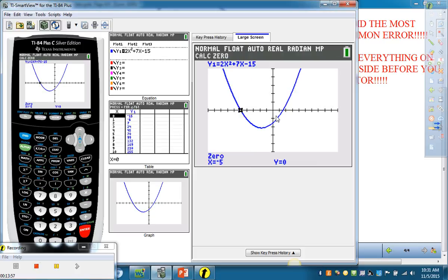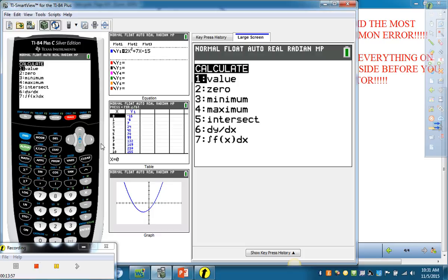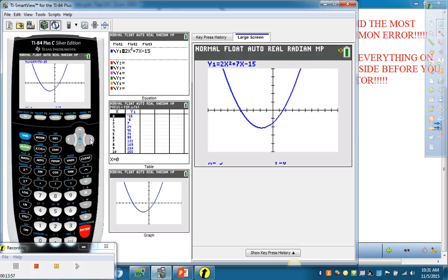Everybody find me a zero. So I am going to do second calc. I'm calculating a zero. Now that's for a left bound, a right bound, so I'm going to move until I'm just to the left of that x-intercept. Guys are so calm with this today. It's lovely. Hit enter after the left bound. Then move to the right of it. Hit enter after the right bound. Hit enter when it says guess. And if you notice, those are the 2 values we got when we calculated. 3/2 is 1.5 and negative 5. Okay.